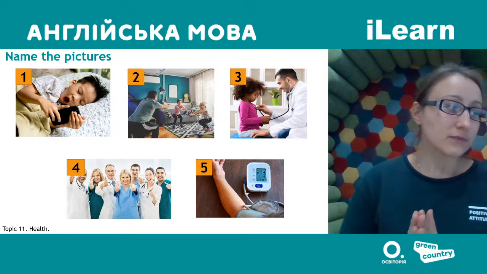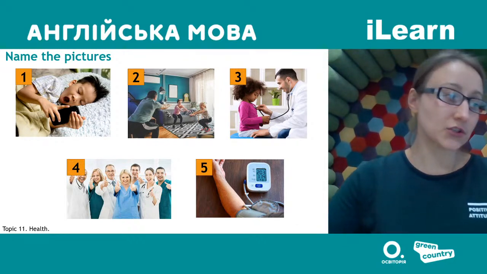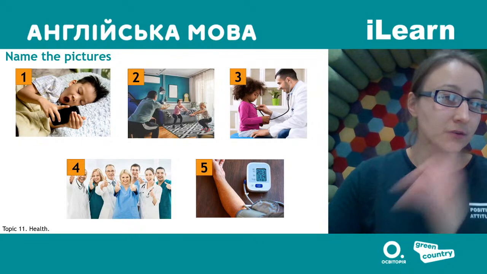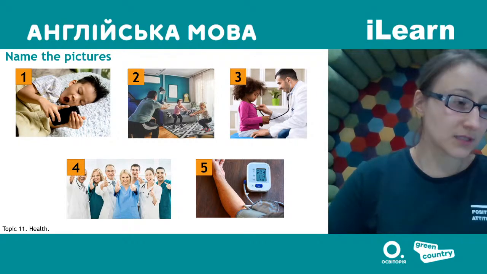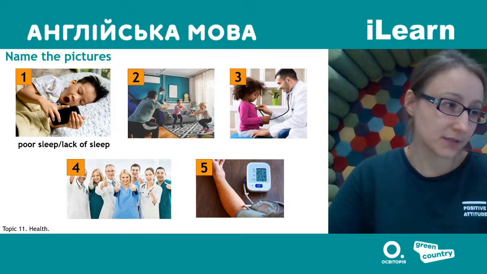So, you've seen these words in the text. So, what is the first picture? Sleep or surfing, yeah, because he's with a phone. You remember about another important study. It told us about poor sleep or lack of sleep.